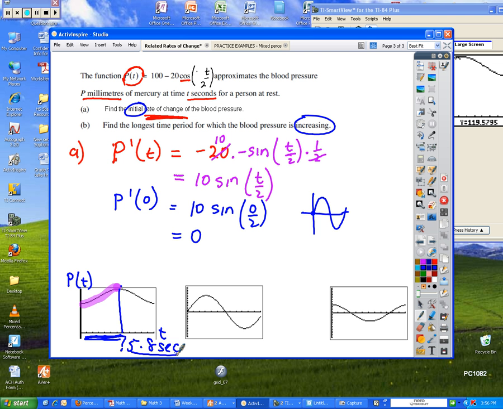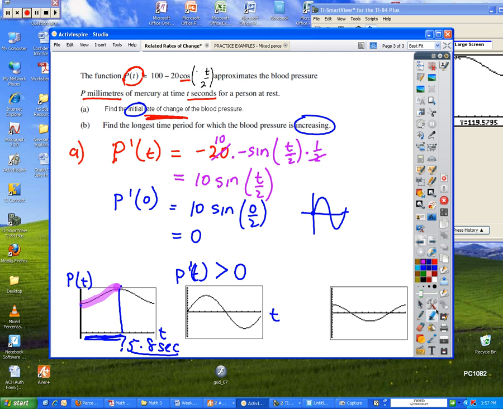We could also think about this. If you have an increasing blood pressure, what do we know about the derivative? This is a graph of the derivative here, t and P'(t). When you've got an increasing function, have a look at the slope of the tangent here. What do we know about P'(t) over this interval? P'(t) has got to be positive, hasn't it? It's got to be greater than 0.